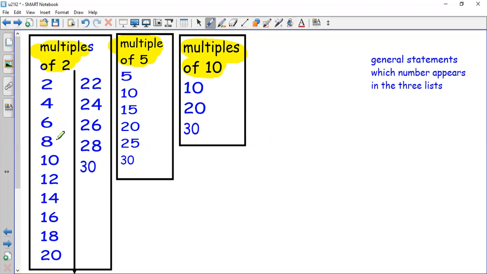I can see here 10. And here in multiples of 5, I can see 10. And also in multiples of 10, here also is 10. So 10 is here and here and here. So the number 10 exists in the three groups, multiples of 2, multiples of 5, multiples of 10. What can I say about this? I can say that 10 exists in the multiples of 2 and 5 and 10.